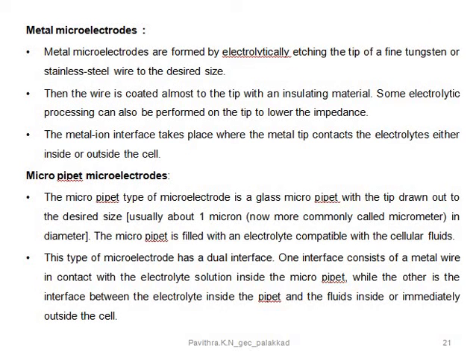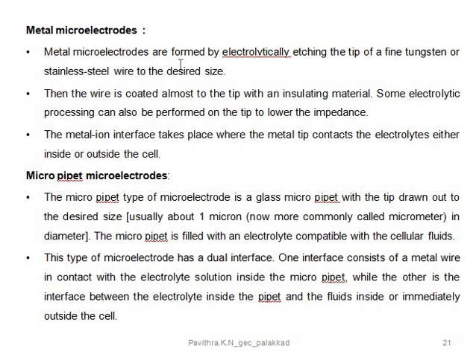Metal microelectrodes are formed by electrolytically etching the tip of a fine tungsten or stainless steel wire to the desired size, and then the wire is coated almost to the tip of the electrode with an insulating material. Some electrolytic processing can also be performed on the tip to lower the impedance in such cases. The metal-ion interface in such an electrode takes place where the metal tip contacts the electrolyte. Electrolyte is body fluid, either inside or outside the cell.